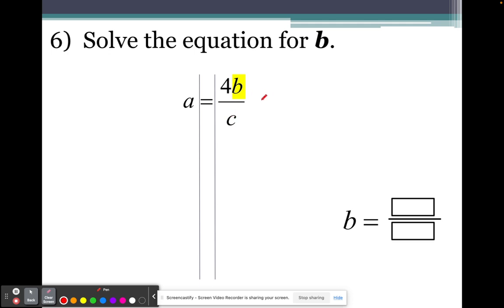I'm going to multiply this by c first. I could multiply by the reciprocal c over b, but these are getting complicated for you, so I'm just going to multiply by c. Now keep in mind, we like to write these in alphabetical order, so I'm going to put AC instead of CA equals 4B.